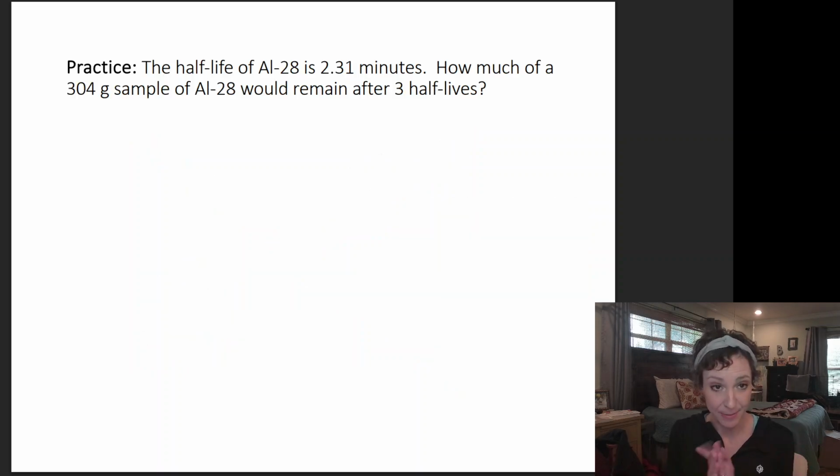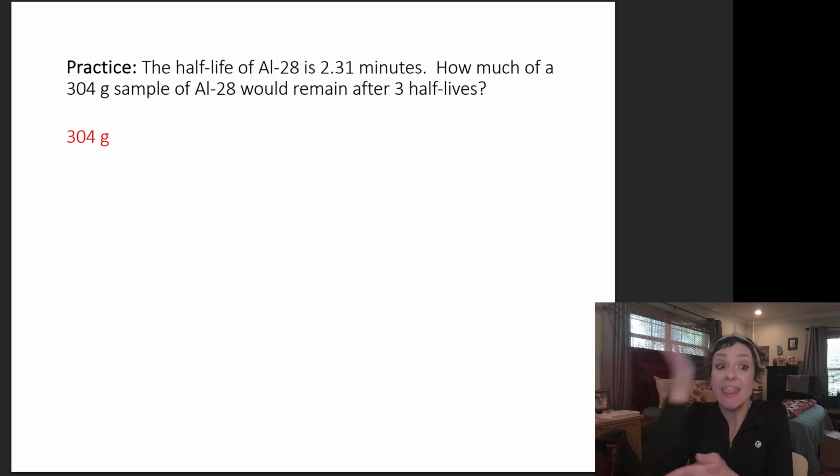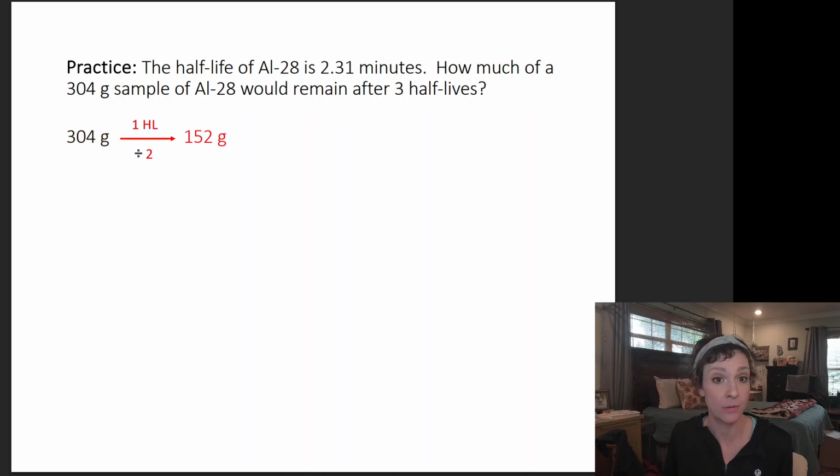So here's our practice problem. It says the half-life of aluminum-28 is 2.31 minutes. How much of a 304 gram sample of aluminum-28 would remain after 3 half-lives? You're like, okay, well, how am I supposed to do this? I'm asking how much of that original 304 grams would still hang around after it has gone 1, 2, 3 half-lives, okay? A half-life is the time it takes for that number to be cut in half, okay? So I can say after 1 half-life, that 304 would go down to 152 grams. I've taken that number and divided it by 2, or halved it, okay?